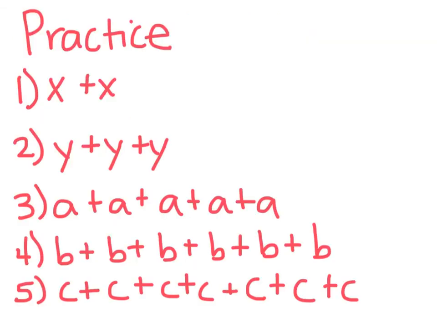Now that you've seen three examples, simplify these five problems on your own. Write it as the number times the variable in this format, say 2x, okay? Press pause while you work, and when you come back, we'll look at like terms.